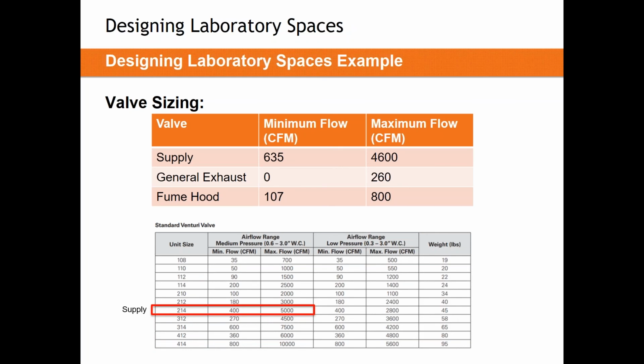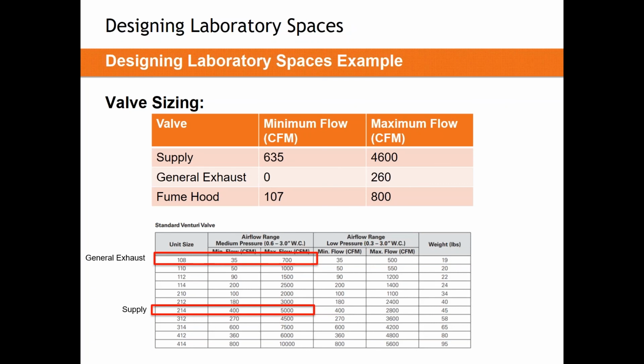Our supply valve is best served by a dual body 14-inch medium pressure Venturi valve. That can flow between 400 and 5,000 CFM, giving just enough room on the top end to allow us to do some balancing. We're not really approaching that 5,000 CFM limit, so this makes this a good valve selection.